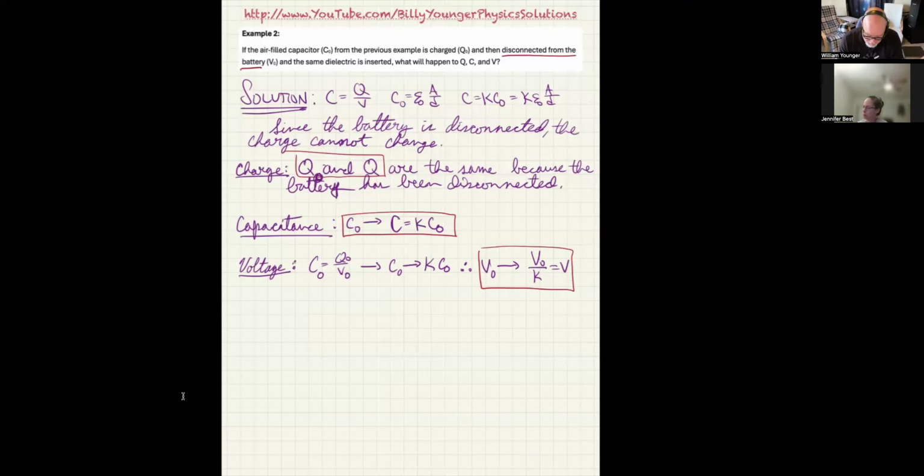So what we've learned is that when you leave a battery connected to a capacitor, then the voltage has to stay the same, but the charge can move back and forth. And that actually causes the charge to go up when you insert a dielectric in it. However, when you insert a dielectric in a capacitor while the battery is disconnected, then the voltage is free to change, but the charge cannot change.